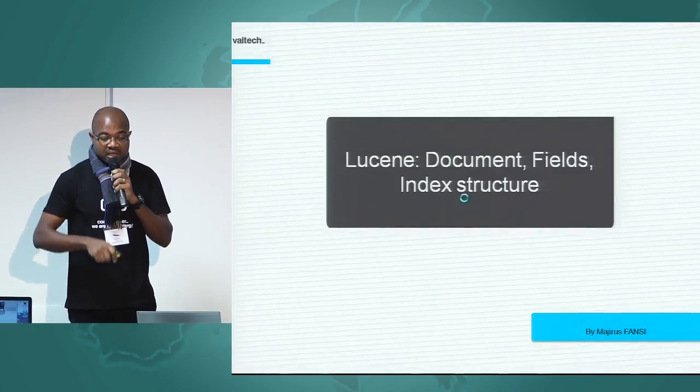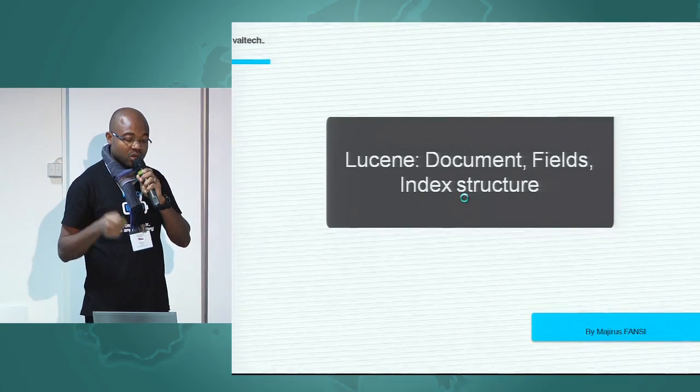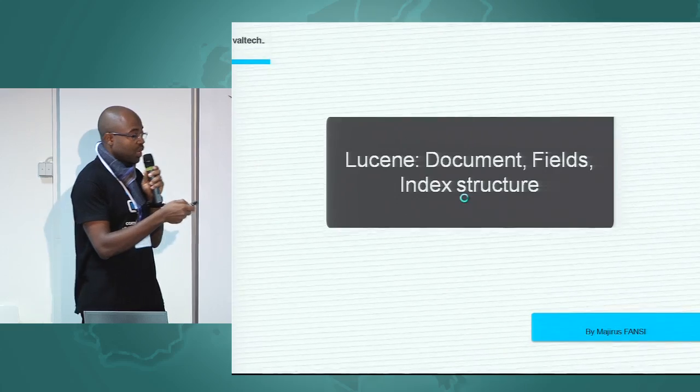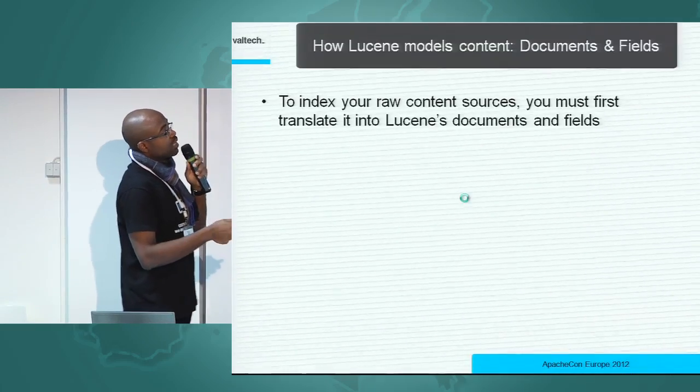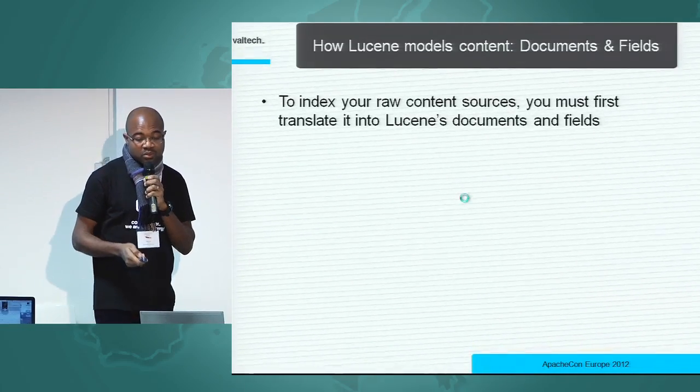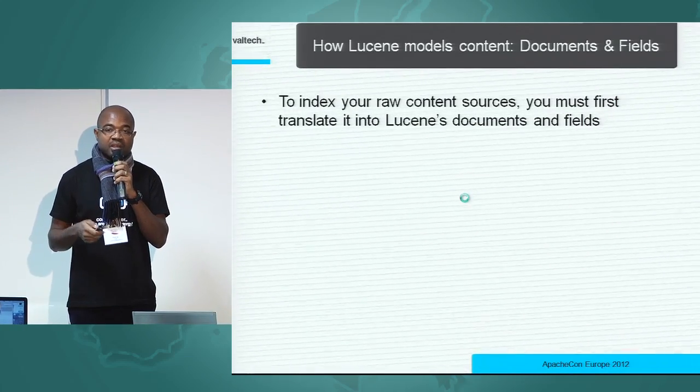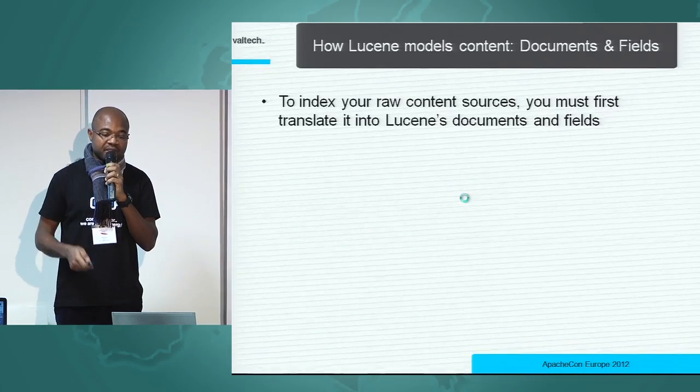So that is the index construction. How Lucene models content, that is the subject we are going to see now. In Lucene, to index your raw content source, you must first translate it into Lucene documents and fields, because Lucene models content as documents and fields.